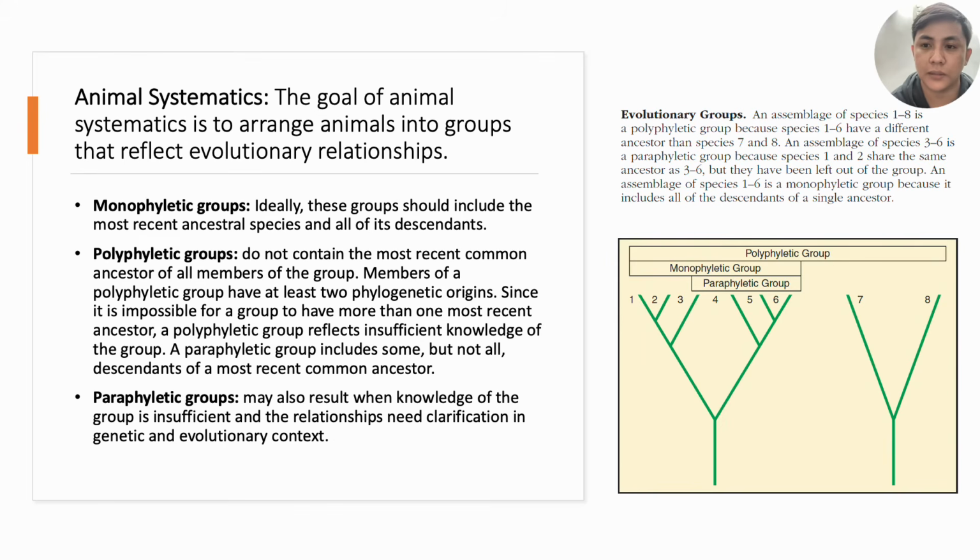The main goal of animal systematics is to group animals based on their evolutionary relationships. Scientists aim to create groups that accurately reflect how species evolved from common ancestors. We call such groups monophyletic, meaning they include one common ancestor and all its descendants. Sometimes we encounter polyphyletic groups. These are incorrect because they include species from different ancestors. There are also paraphyletic groups that leave out some descendants, which means our knowledge is still incomplete and needs clarification.